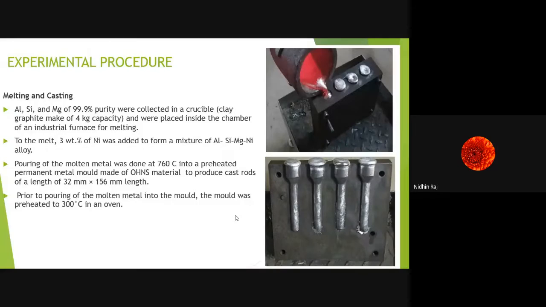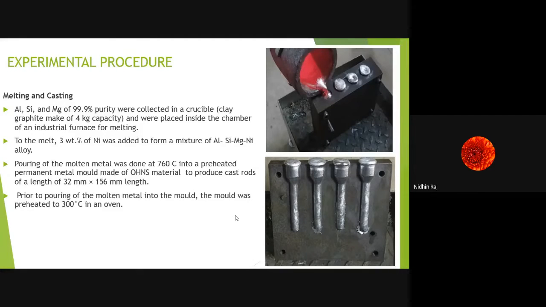Now, nickel is a comparatively high melting element, so we had to stir for quite a long period of time for complete mixing. Only if we have complete mixing of nickel will we get the desired properties and better strength for the alloy. Pouring of the molten metal was carried out at 760 degrees into a preheated permanent mold, that is a metal mold.